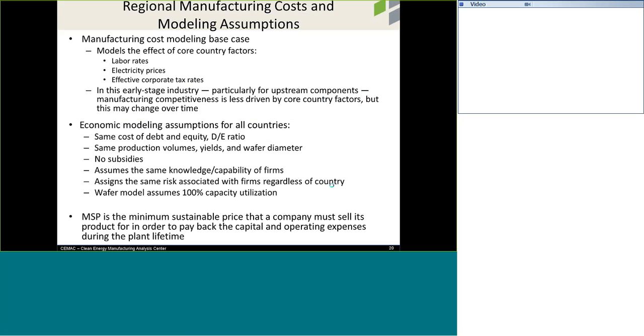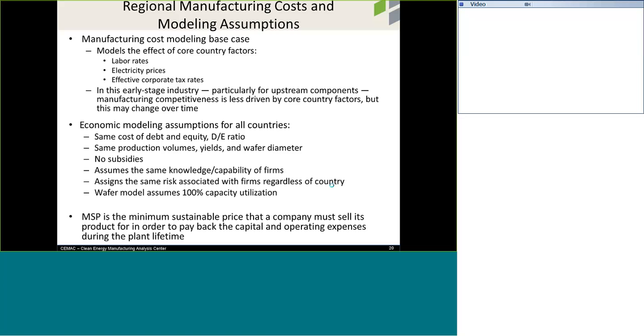For all of the models, we made similar assumptions for the countries, that they have the same cost of debt and equity, the same production volumes, yields, and wafer diameter. Again, we understand, for instance, Japan is just doing 6-inch wafers, where in the U.S. you have both 4 and 6-inch. But for the base case model, we're just making the same assumptions to have an apples-to-apples comparison. We're assuming no subsidies. Again, we understand that certain countries will highly subsidize equipment to help grow an industry. We're assuming the same knowledge and capabilities of all the firms.